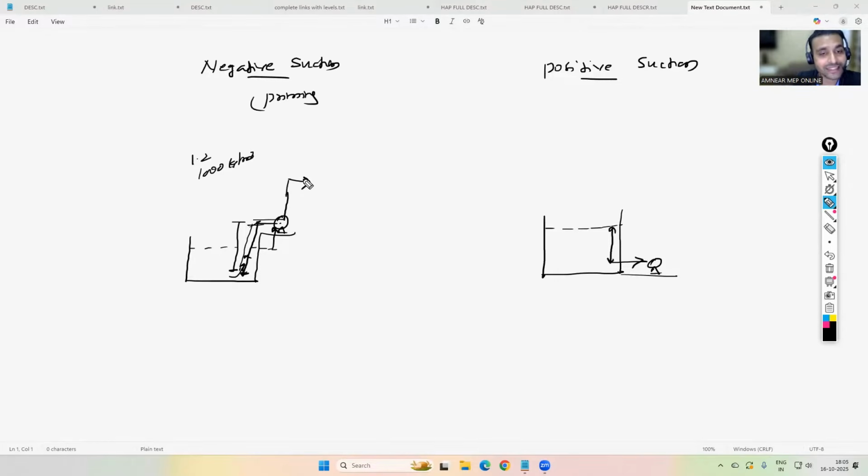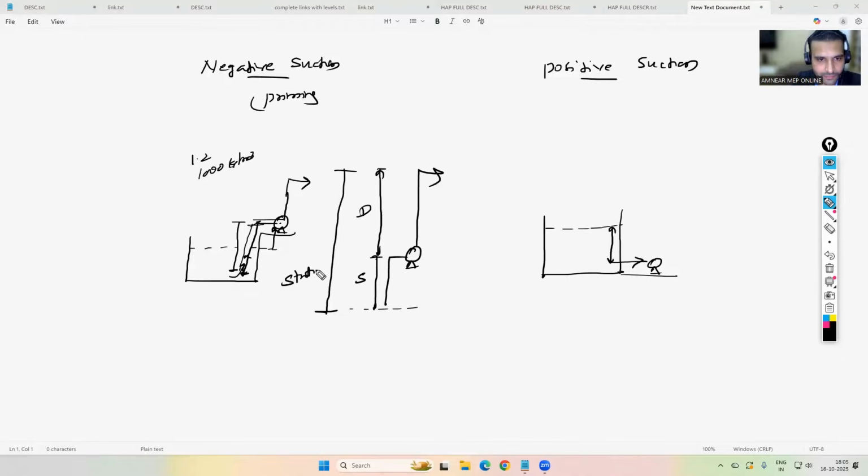Then we have to consider static head. Static head for an open loop pump is mandatory. I will explain what is open loop. If you have a pump, and the water level is there, this is your suction head, and the pump will be delivering the water upward. This is your delivery head. So this is your static head. Static means this much gravity the pump has to overcome, and only then will the water reach there. That's why in a negative suction pump, the suction head has to be considered.